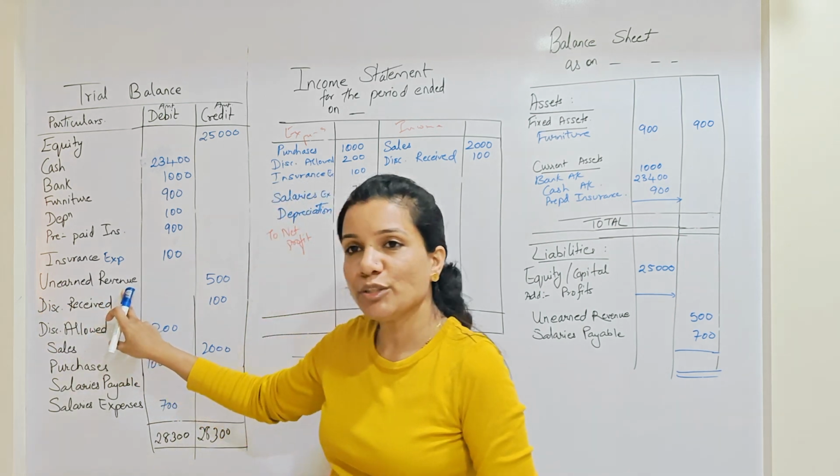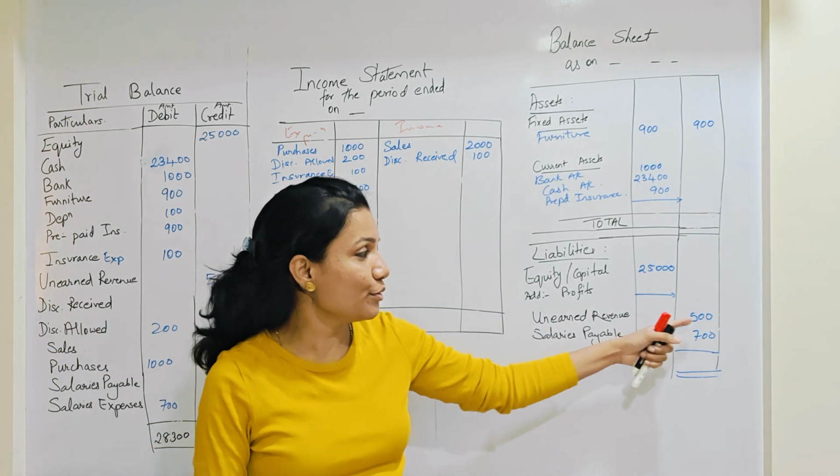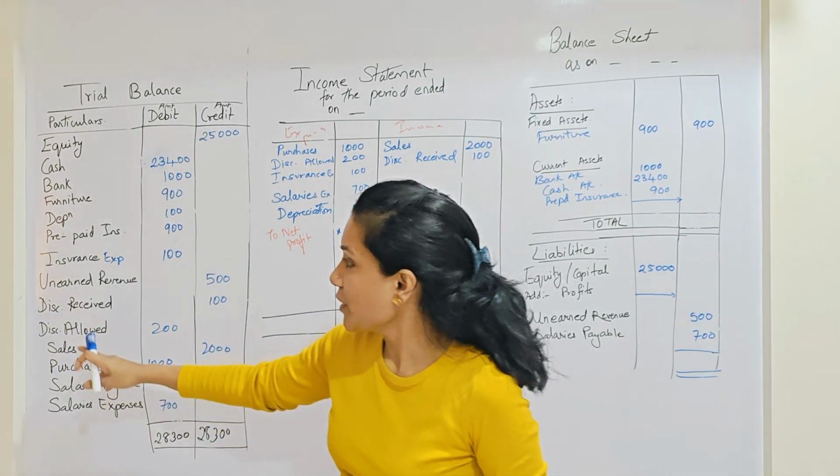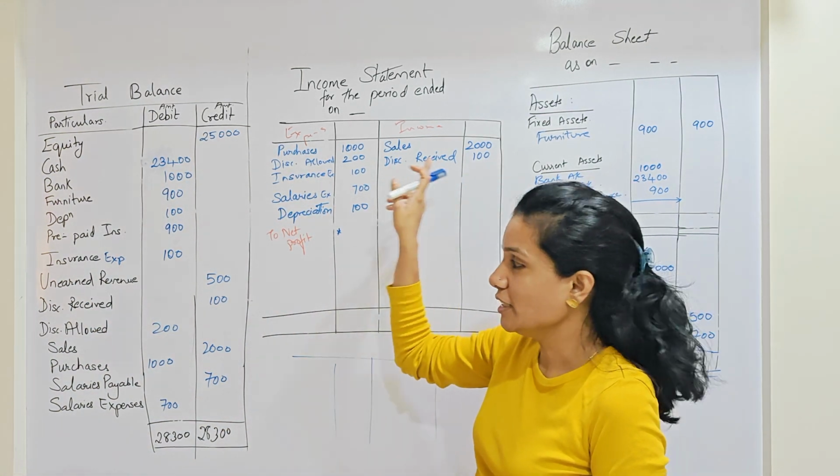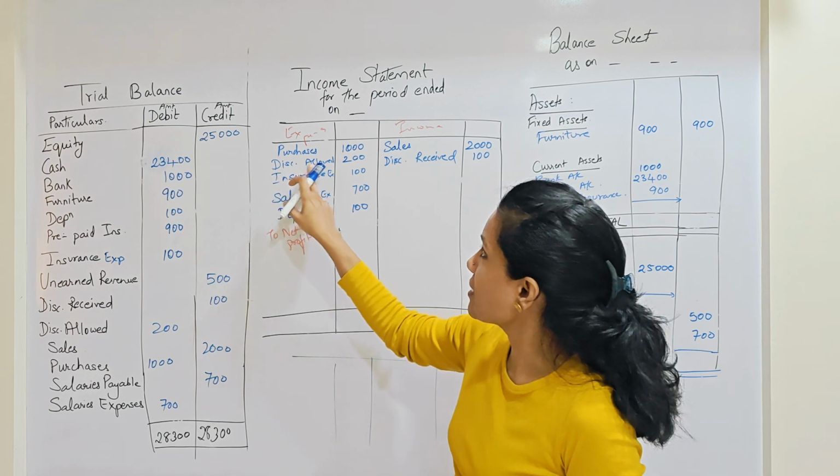Unearned revenue, it's a liability. Right from the first video we are saying that. 500. Discount received is an income, comes below sales, discount received 100. Discount allowed is an expense, discount allowed 200.